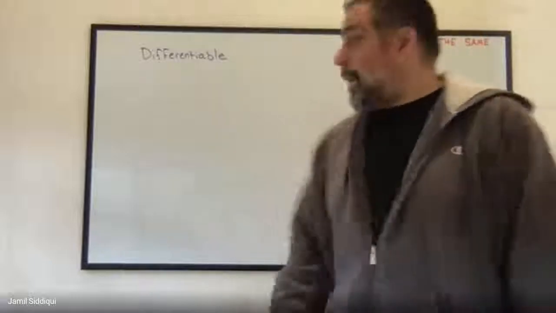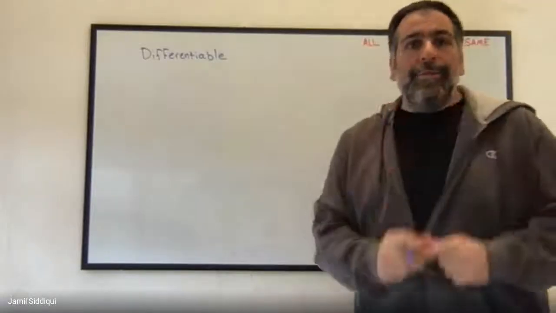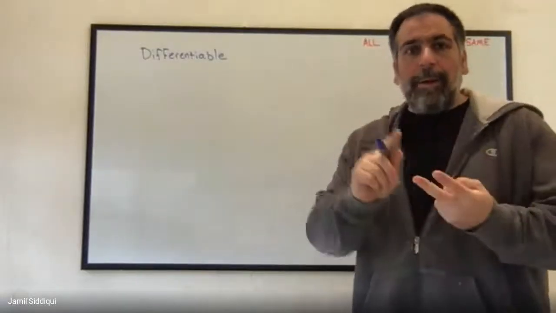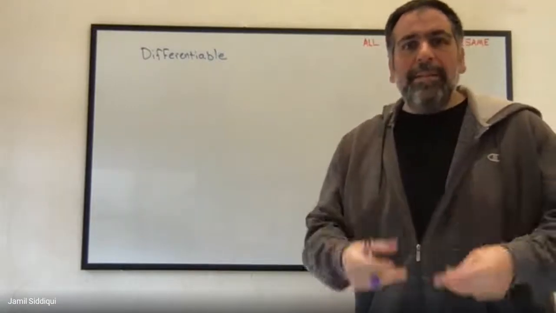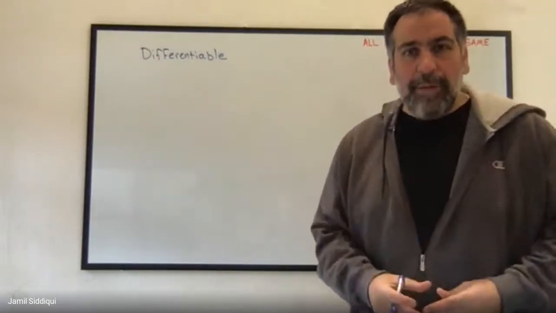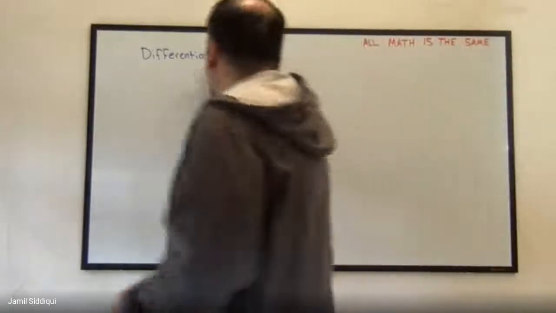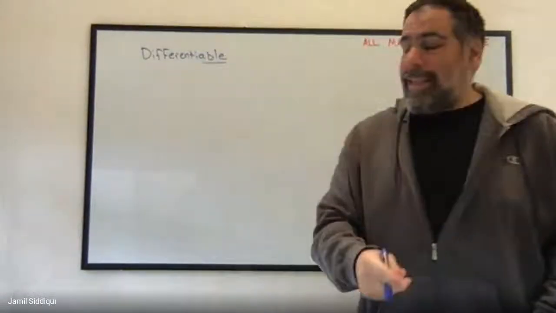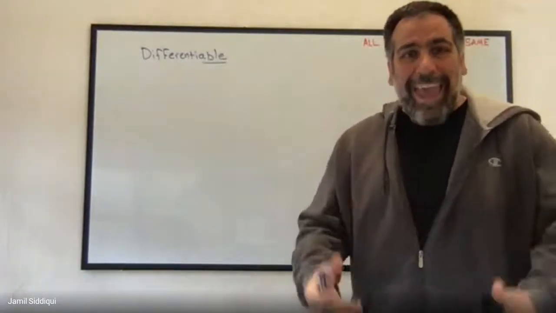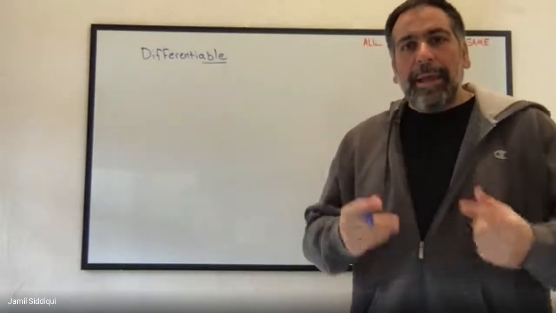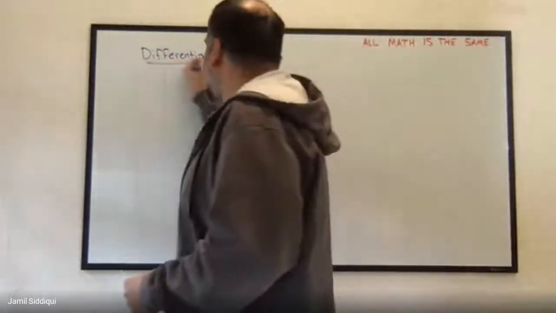Today we want to talk about differentiable. Now you guys have already heard about limits, you've heard about continuity. The next step of this puzzle is whether or not a function is differentiable. If you think about the word differentiable, it ends in ABLE, which means we are able to do something. In this case, we are able to be different.